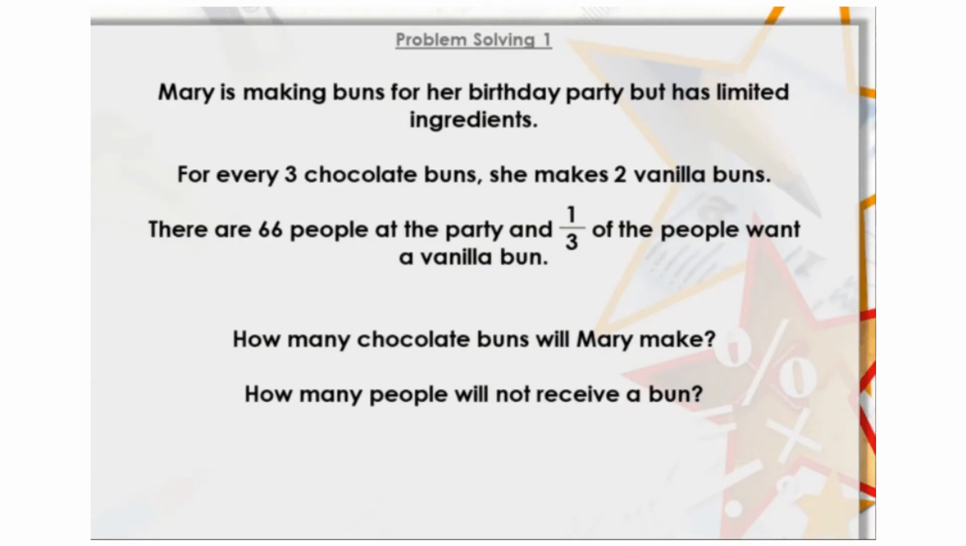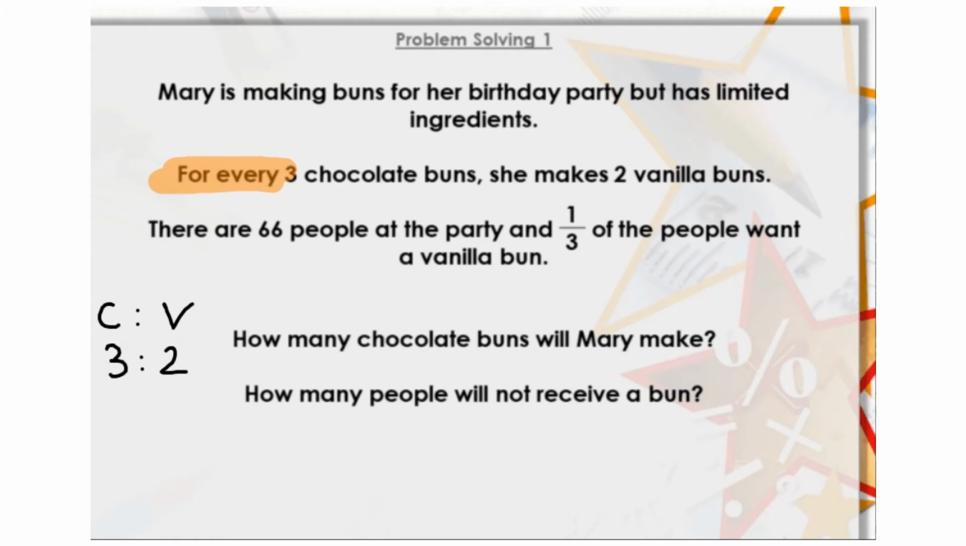So here's a worded problem. Mary is making buns for her birthday party but has limited ingredients. For every 3 chocolate buns, she makes 2 vanilla buns. 3 to 2. Here's our clue that tells us this is a ratio problem: for every.